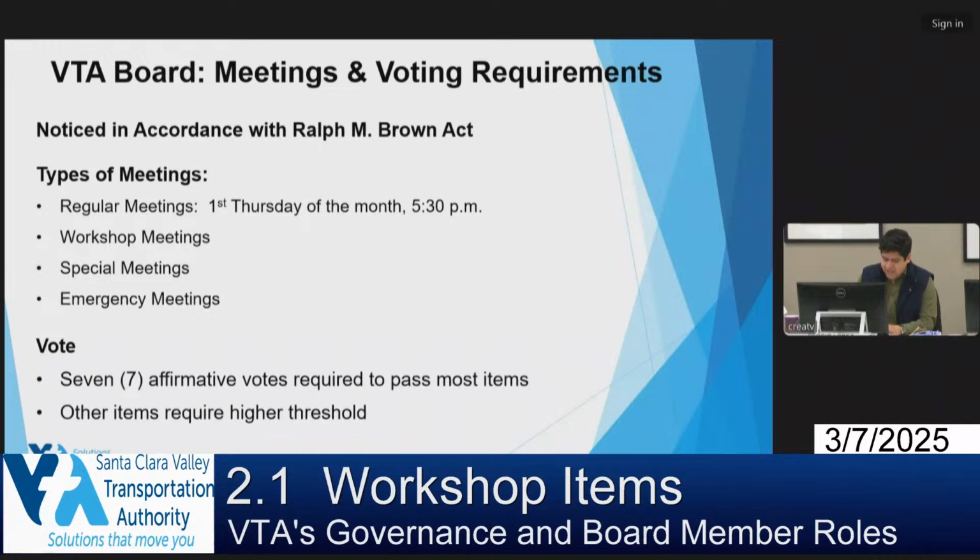While our regular meetings are ordinarily at the County Government Center, workshop meetings are typically held where we are today in River Oaks. Most items for these meetings require a simple majority or 7 votes to pass, but some items might require a higher threshold, like budget augmentation or resolutions of necessity. And to ensure transparency, we notice meetings in accordance with the Brown Act.